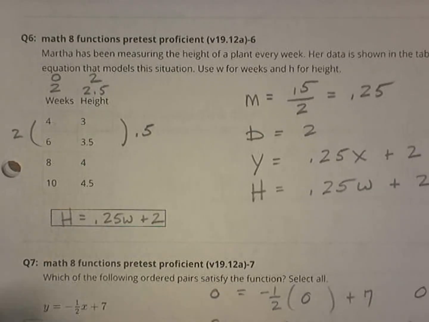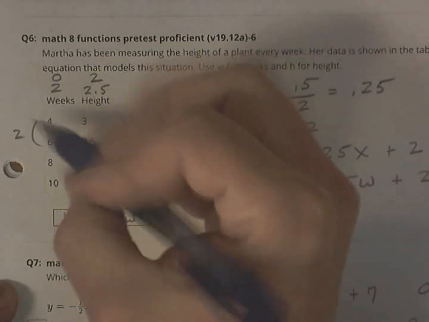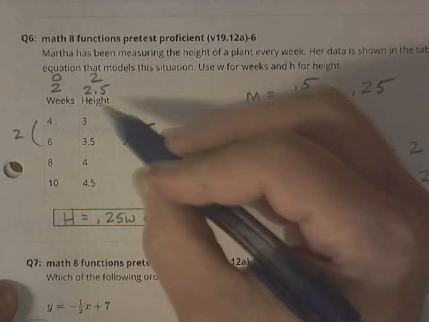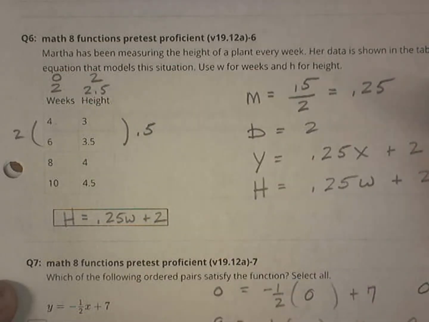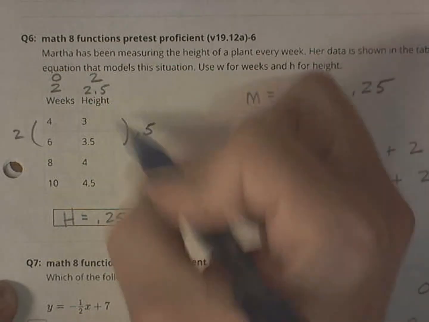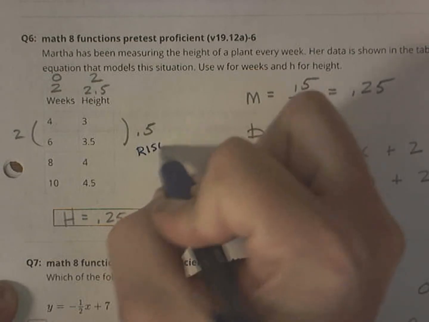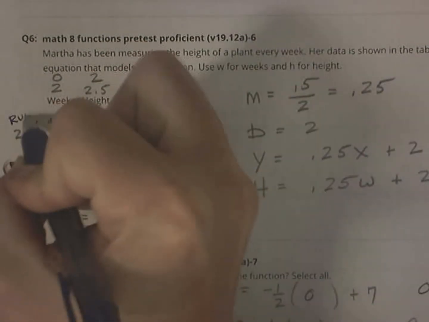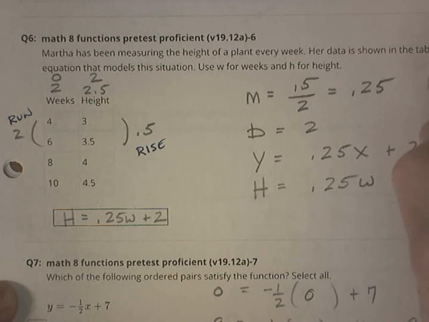Number 6, we need to create the equation for this. So I'm going to find my change in x, which is 2, my change in y, which is 0.5, and I'll put them over each other. This is my rise, and this is my run. So I do rise over run, and I get my slope.